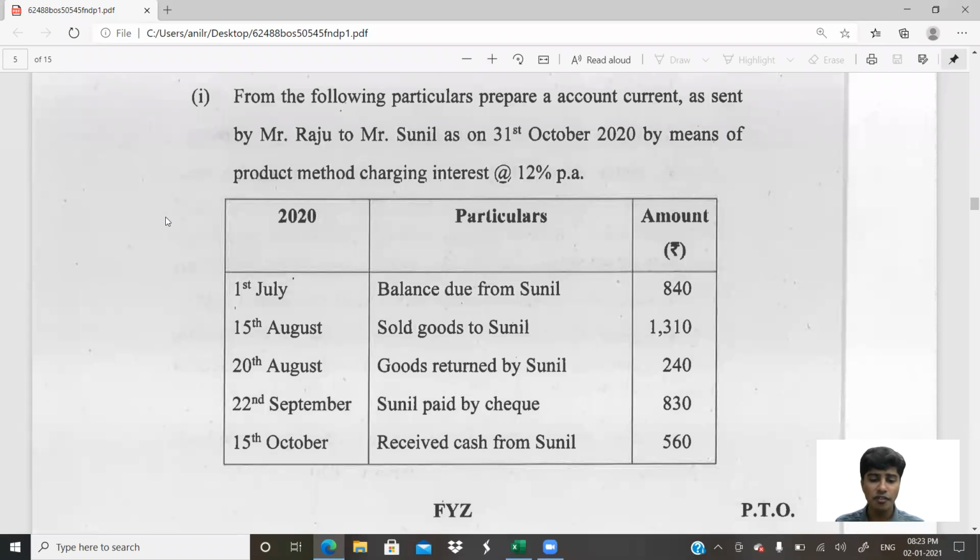Next, 15th of August, sold goods to Sunil. Whenever you sell goods to Sunil on 15th of August, what is the journal entry? It is sales. Sunil is supposed to pay us money. Sunil account should be debited because it's a debtor. He is to pay us money, debit what comes in, and debit the receiver of benefit also. So Sunil account debit to sales account because sales represents goods which are going out.